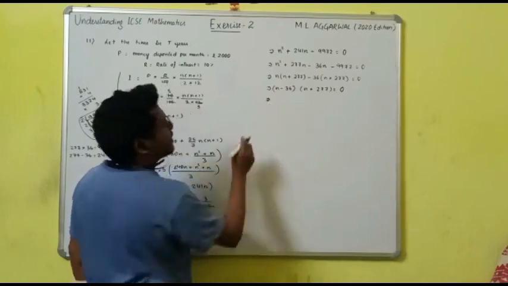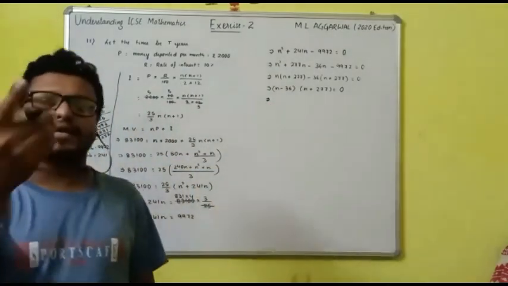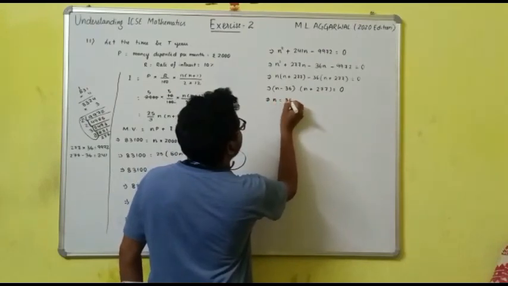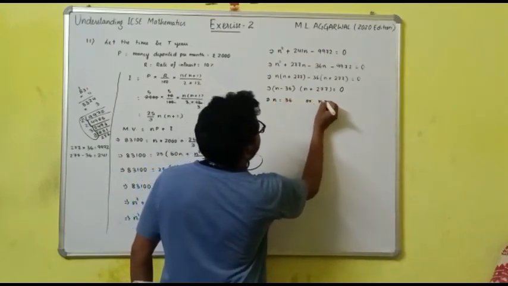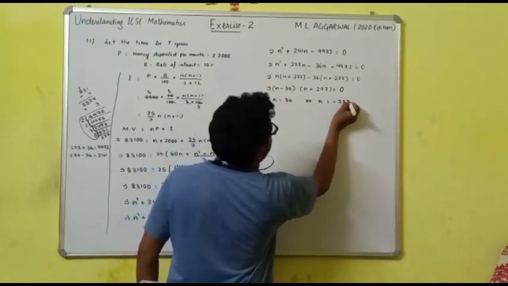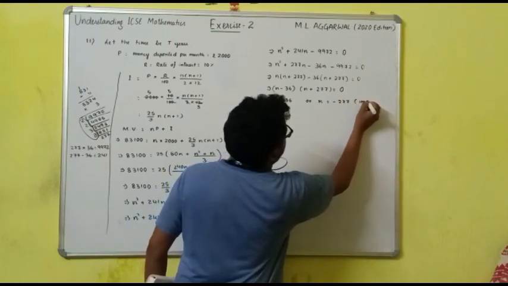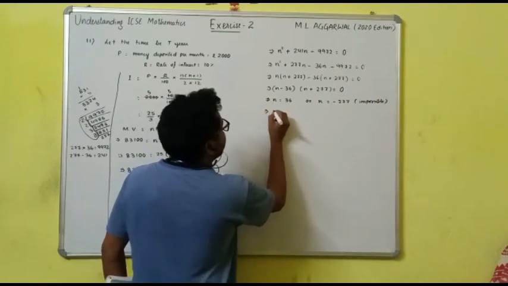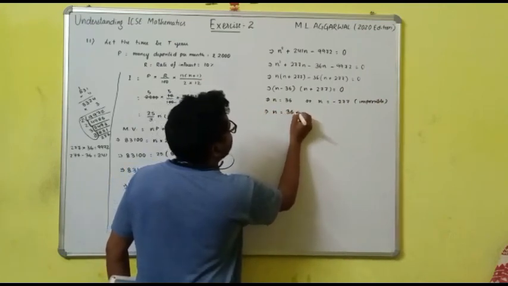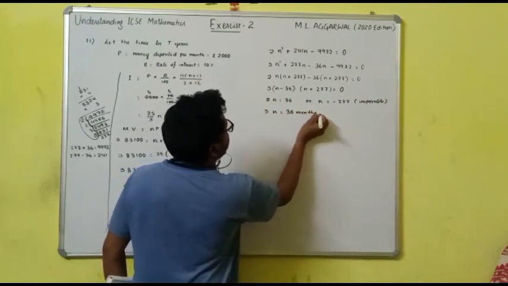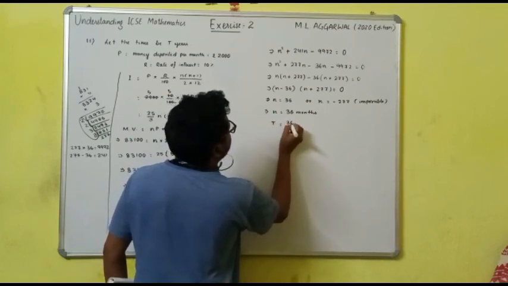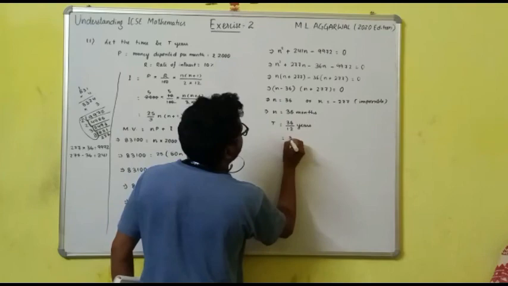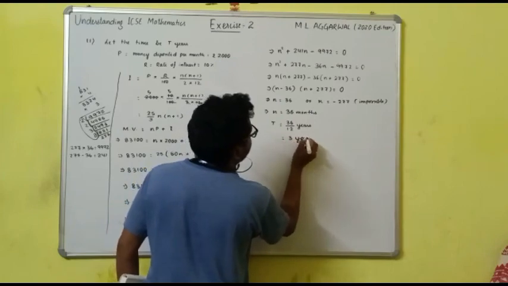So you know that time can never be negative. So you have to write here n is equal to 36 or n is equal to minus 277. In this bracket you write impossible. So n is equal to 36 months. So convert it into years. So t is equal to 36 by 12 years, which will be equal to 3 years.